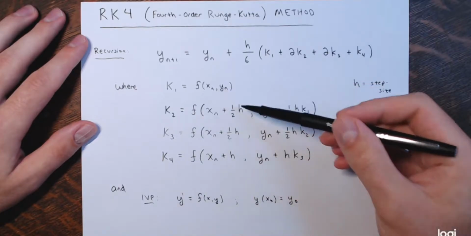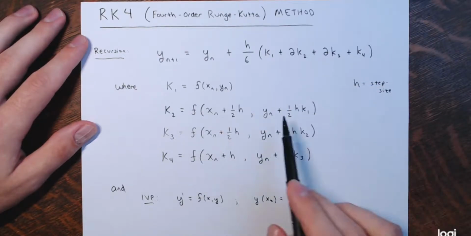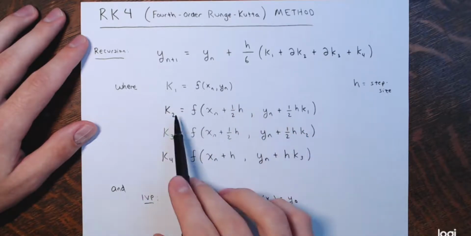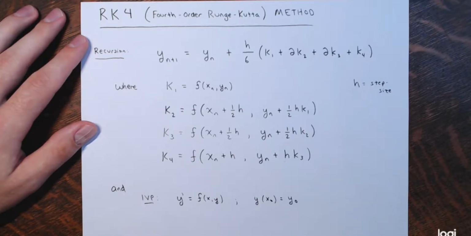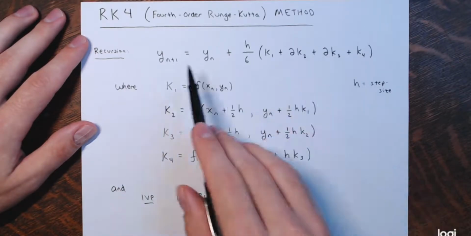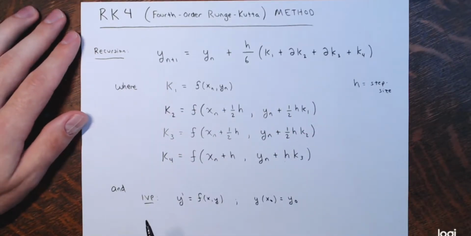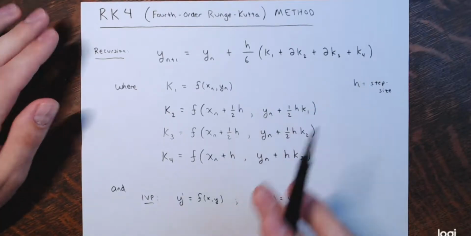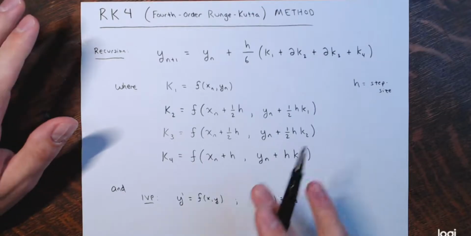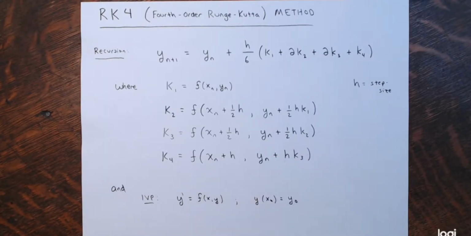I have to find these in this order, because you need k1 to find k2, k2 to find k3, k3 to find k4, and then you need all of these to find the next y coordinate. As you can see already, it's pretty involved. Let me show you the use of this one time, and then I'll show you an online calculator for RK4.